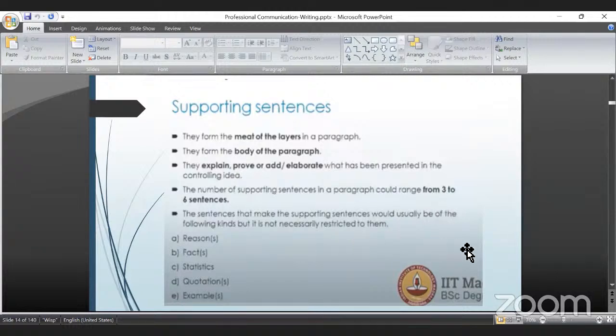Remember, these observations are made after analyzing a whole bunch of paragraphs that were available to people. In no way does it mean that the way supporting sentences function is restricted to what you see here. There could be more that you can add to this, but the most common ones that supporting sentences usually do are listed under these 5 categories that you see. We'll look at examples from each of these to understand how it is done.